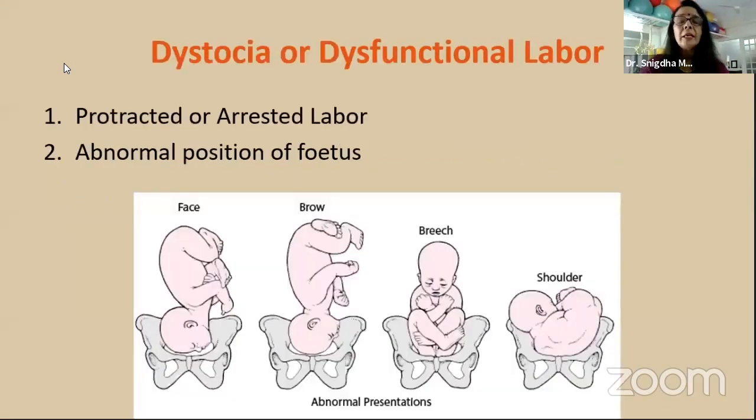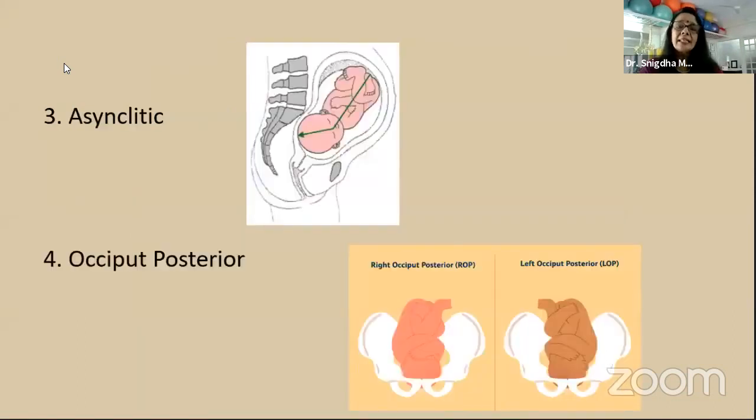Let's also learn about dystocia or dysfunctional labor. What is that? It could be protracted or arrested labor. That means the cervix is not dilating, or the baby doesn't come out in the second stage. Or there could be an abnormal position of the fetus, because of which there's a dysfunctional labor. Or the baby may be asynclitic. Asynclitic means the head is tilted to one side, the ear is more towards one shoulder than the other, and this also causes a problem of the baby coming out. And then we have the occiput posterior positions. That means the occiput of the baby is facing in the posterior direction.